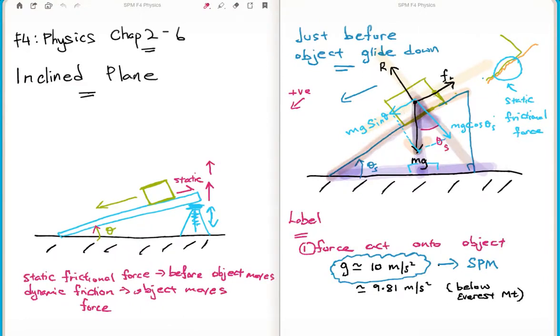That's why the free body diagram is important. The rule would be, you need to label the force acting onto the object.